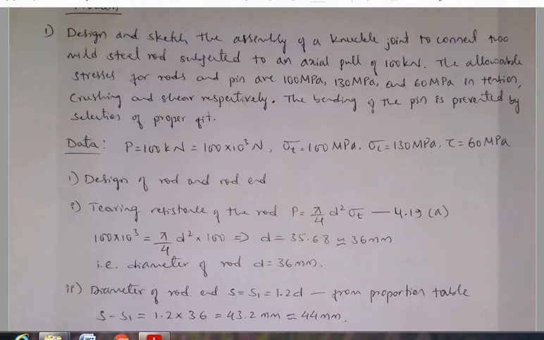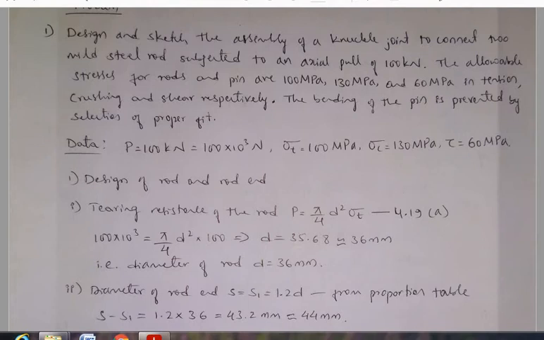So this is the given problem. If you look into the given data, an axial pull of 100 kilonewton is there on the steel rods. So P is equal to 100 kilonewton, which can be written as 100 into 10 raised to 3 newton. The tensile stress, compressive stress, and shear stress are given respectively as 100 megapascal, 130 megapascal, and 60 megapascal. With this given data, we have to do the design for the knuckle joint. So start with the design of the rod and the rod end.